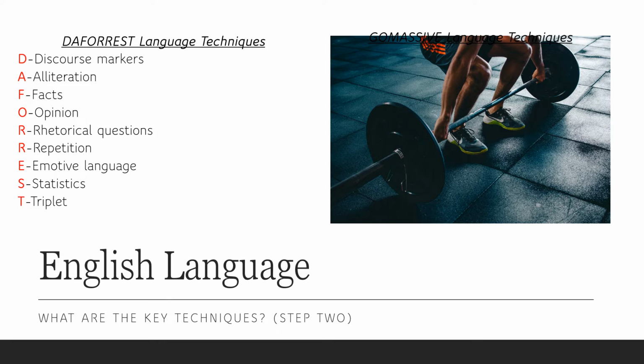The next one is a triplet. Now this is also called a group of three. What it is, is where you use three ideas or three words towards a common goal. So English is fun, fantastic, and makes me want to jump high in the sky. That would be three positive ideas towards one goal.